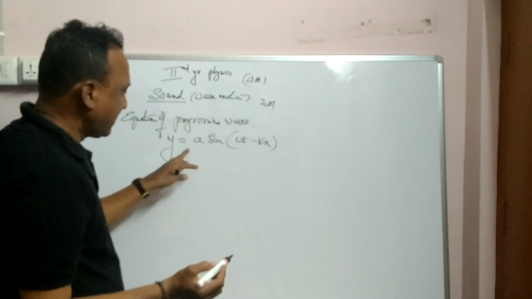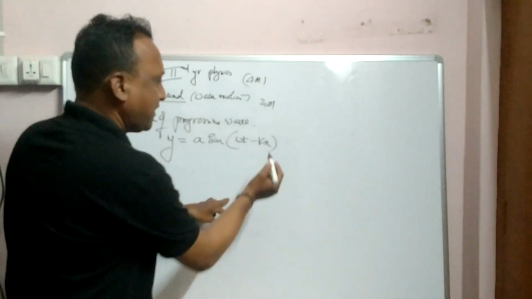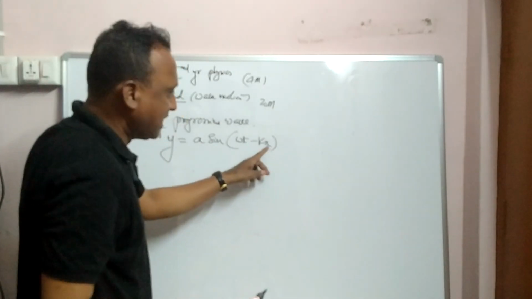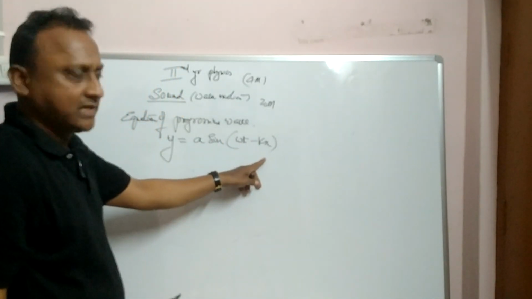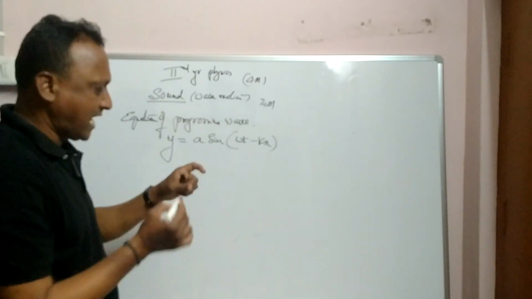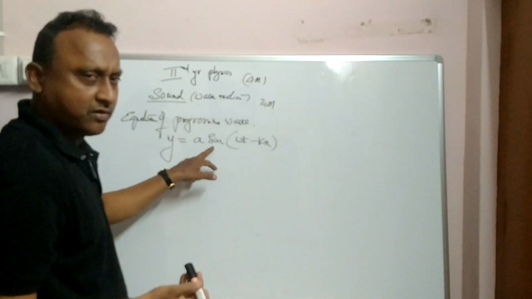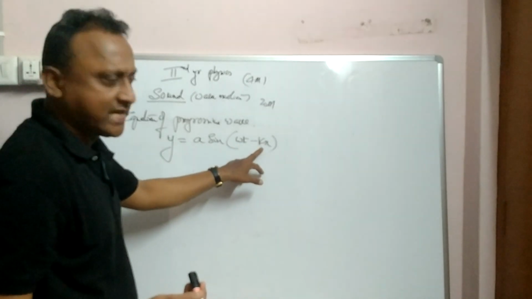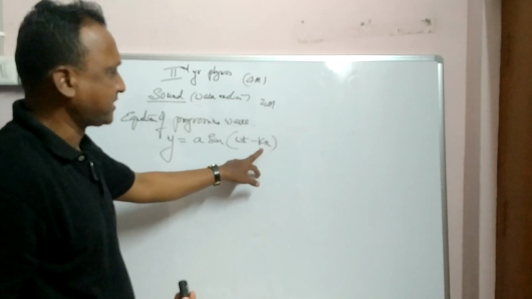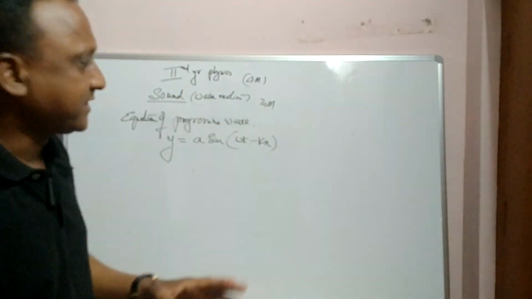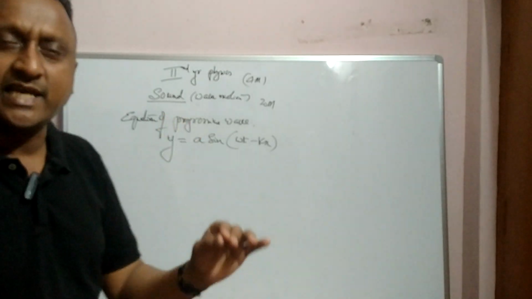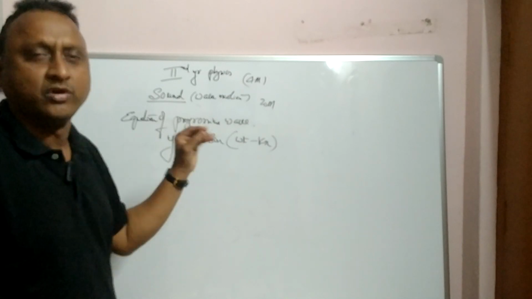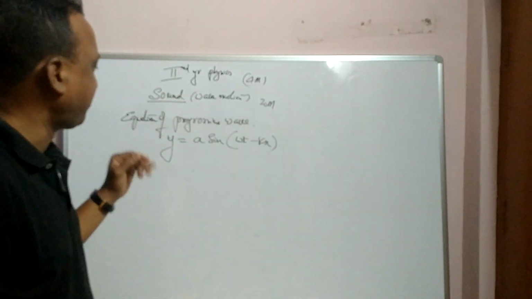This equation indicates that the wave is along the x direction. If the function is of x, it is in the x direction; if the function is of y, it will be in the y direction; if it is of z, it will be in the z direction. Here a is called the amplitude, and it is a sine function. Omega is the angular frequency, t is time, k is the wave number or propagation constant, and x is called the path difference. Make a note, this equation can also be in the form of a cosine function, not only a sine function.